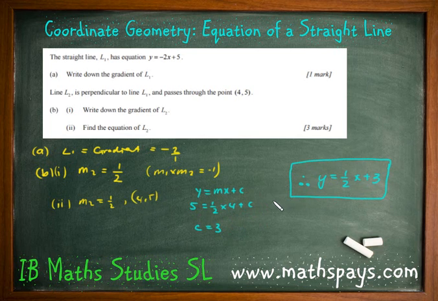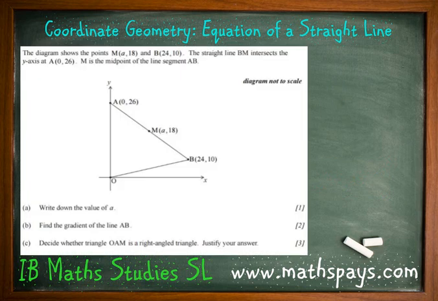Okay, so another pretty straightforward question, but it is a bit hard, I guess. Okay, the last one. Now this is certainly a different style of question. The diagram here shows the points M, A(0,18) and B(24,10). Find the straight line and so on. M is the midpoint. Now it says to find the value of A. I'm not going to bother doing that because that's going to be a midpoint question. For us, we're looking at the gradient of the line AB.